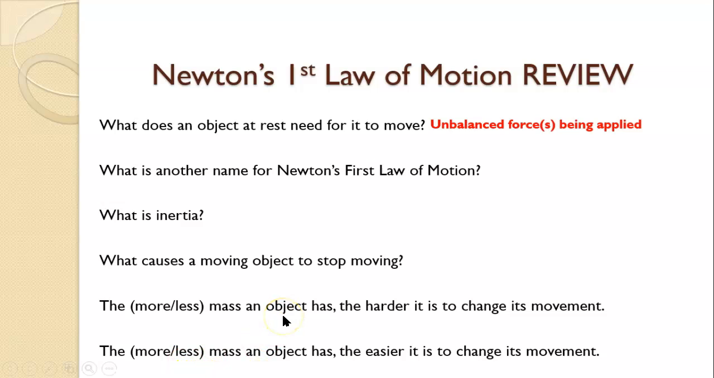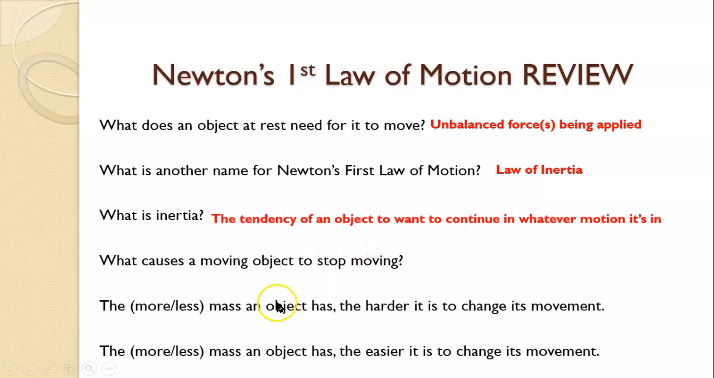What is number two? What is another name for Newton's first law of motion? Hopefully you had there: the law of inertia. Okay, law of inertia. So then what is inertia? Well, inertia, as we talked about before, is the tendency of an object to want to continue in whatever motion it's in. If it's at rest, it wants to stay at rest. If it is in motion, it wants to stay at that same speed and in a straight line.